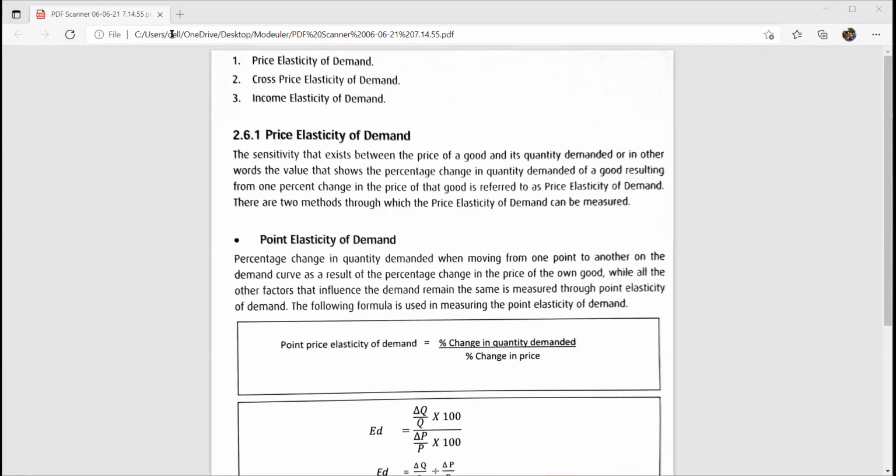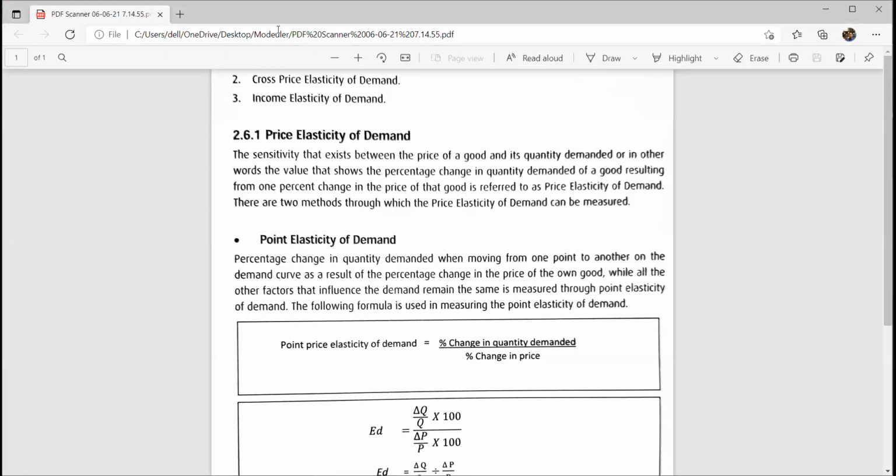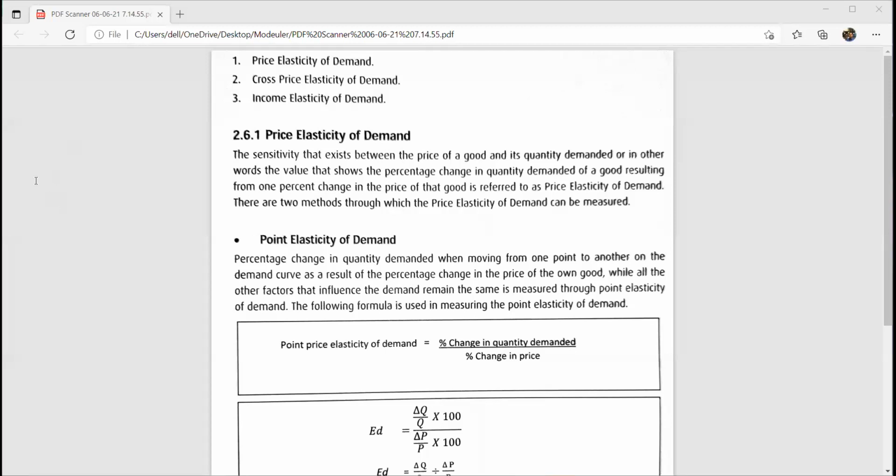Price elasticity of demand, cost elasticity of demand, income elasticity of demand. Right. We understood the last time there is an inverse relationship between price and the quantity demand.